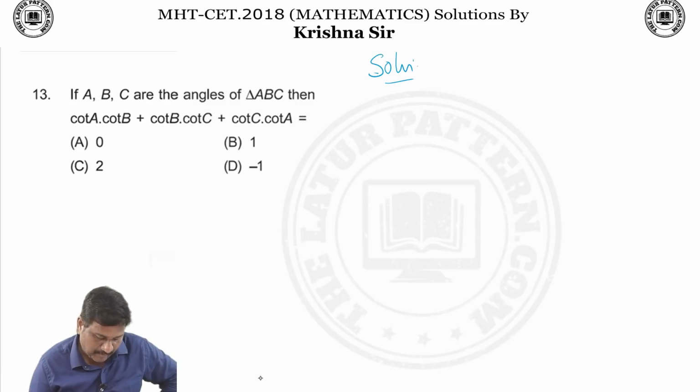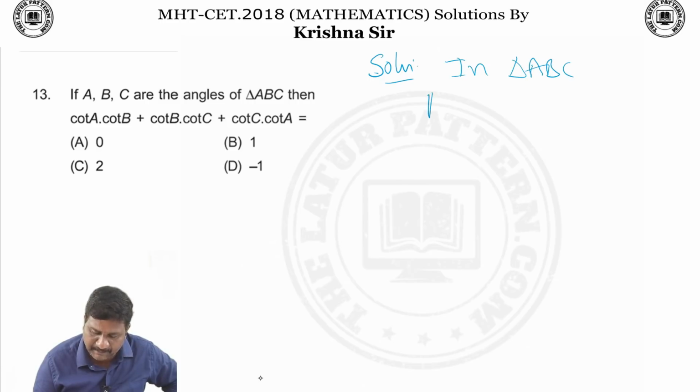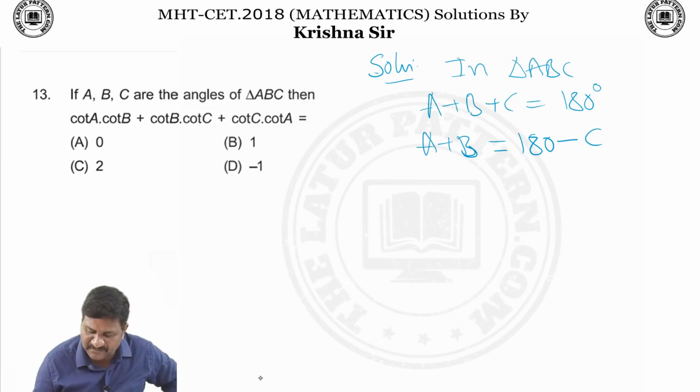So, given problem: if A, B, C are the angles of triangle ABC, then cot A cot B plus cot B cot C plus cot C cot A is equal to what? In triangle ABC, we know that A plus B plus C is equal to 180 degrees, or A plus B is equal to 180 minus C.